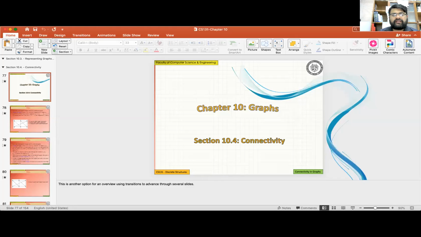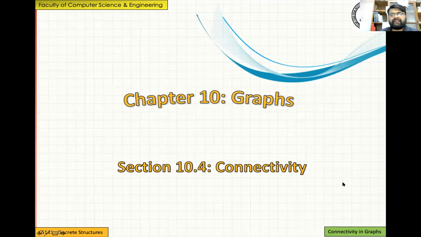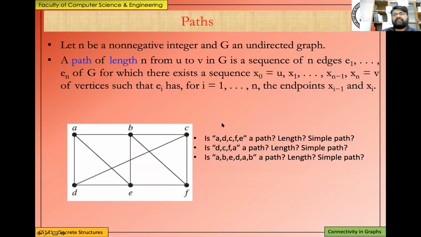So without further ado, let's start with the next section. In this particular one, this is chapter 10, section 10.4. And we'll be talking about a concept which is called graph connectivity, right? So let's start with the lecture.